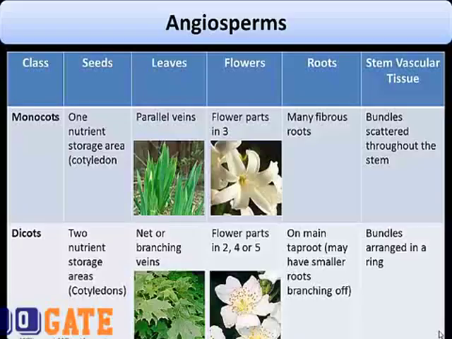The flower parts are in 3s in monocots. The flower parts are in 2s, 4s or 5s in dicots. The monocots have many fibrous roots. The dicots have one main taproot, which may have smaller roots branching off. And in monocots, the bundles in the vascular tissue are scattered throughout the stem. However, in dicots, the bundles are arranged in a ring.